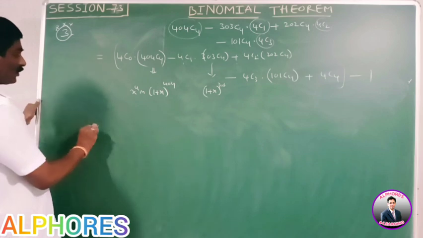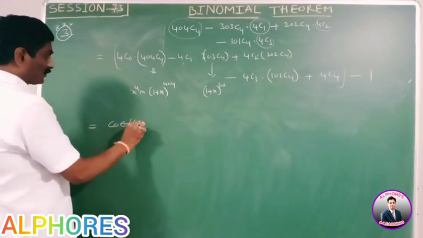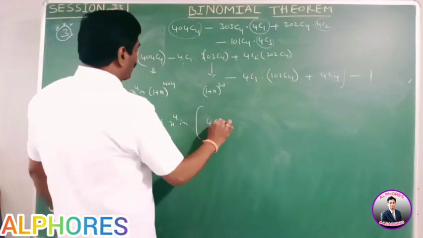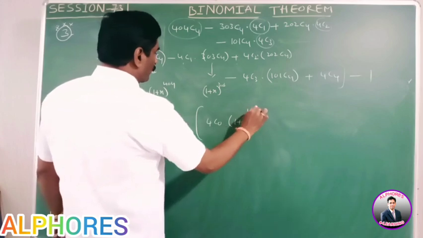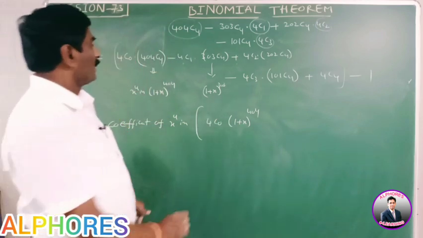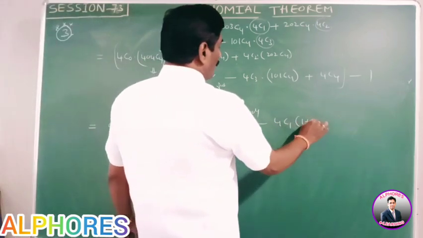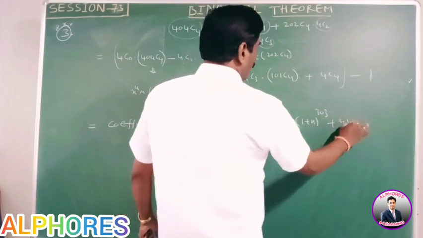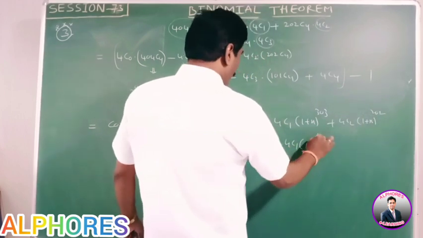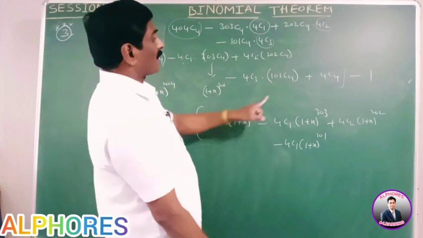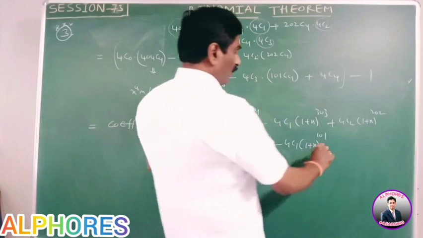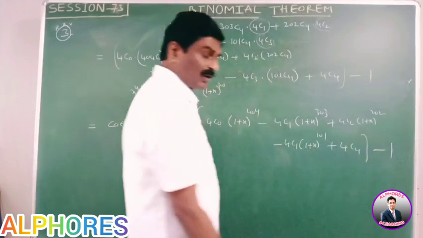Finally, it can be reduced to the coefficient of x power 4 in 4C0 into (1 plus x) whole power 404. Any doubt in this value? Coefficient of x power 4 means we take only 404C4. Minus 4C1 into (1 plus x) whole power 303. Plus 4C2 into (1 plus x) whole power 202. Minus 4C3 into (1 plus x) whole power 101. Next, what is the term? 4C4. 4C4 is the constant term. In this case, there is no x power 4. So, 4C4 minus 1. Any doubt in this value?